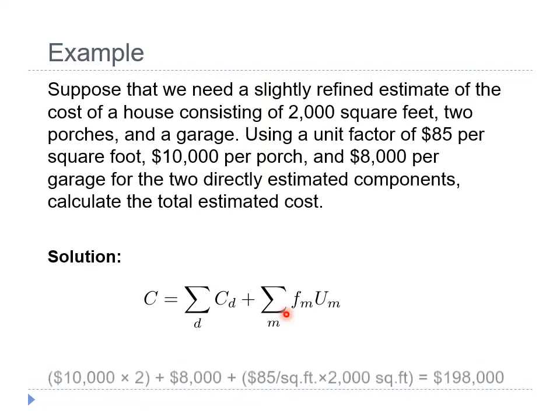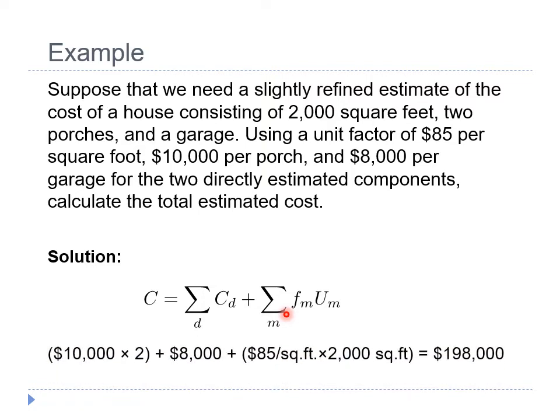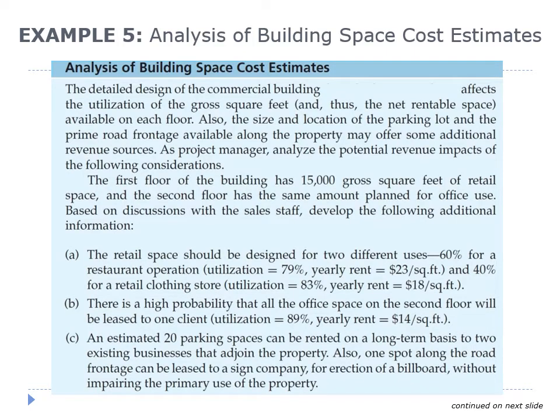Here shows the formula after inserting the values. The 2 times $10,000 here is the price for the 2 porches, and $8,000 here is the price for the single garage, and $85 per square foot multiplied by 2,000 square feet gives the price of the house. In total, the cost is $198,000.